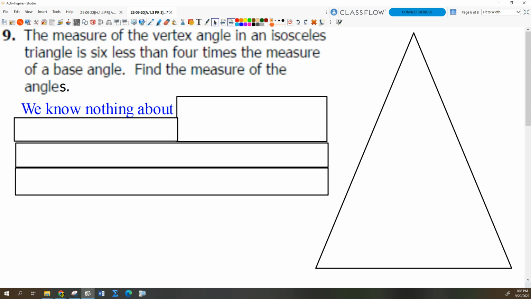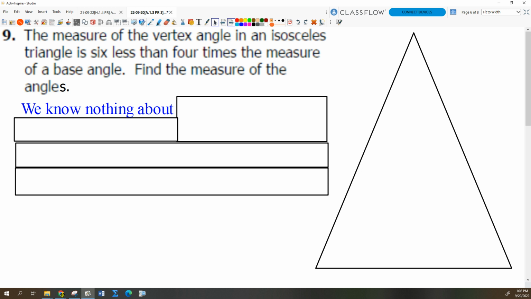The measure of the vertex angle in an isosceles triangle is 6 less than 4 times the measure of a base angle. Find the measure of the angles, and so on. That's a lot of math coming at you there. So we got to read that again. The measure of the vertex angle in an isosceles triangle. Well, let's stop there. First of all, what the heck's an isosceles triangle? What makes a triangle isosceles?